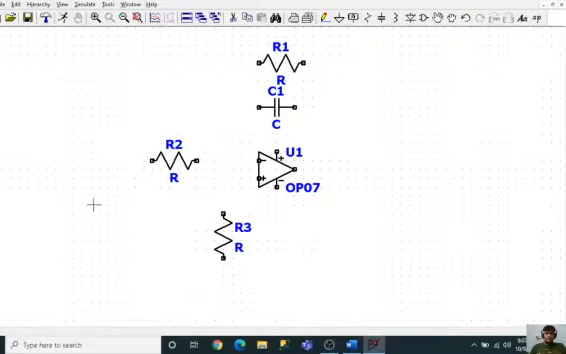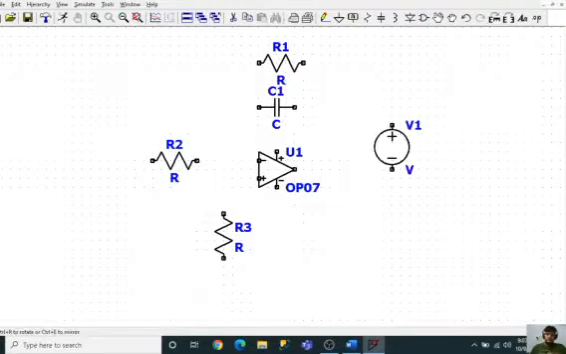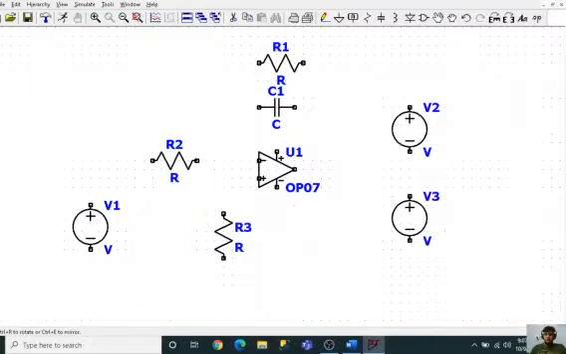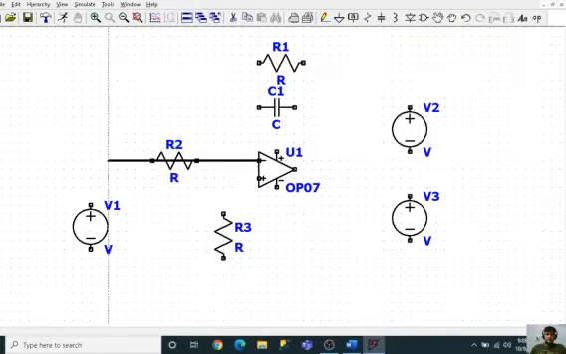Now to power up this input we will need a voltage source. So voltage source. First input to power up op-amp we need 2 more voltage sources. So these are the components which we will be requiring. Now we will connect the wires.